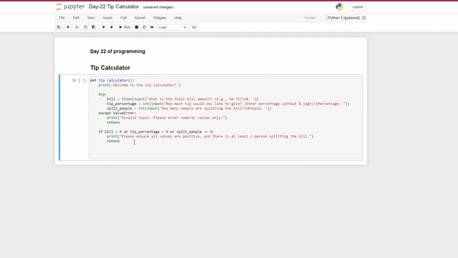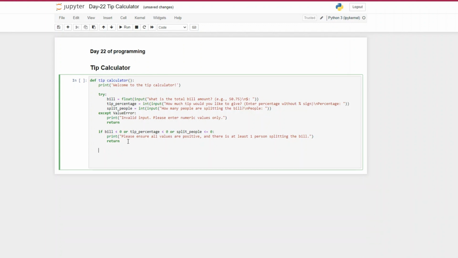So now we have to do our calculation. Since we've gotten the total bill amount, we know the tip percentage the user is willing to give, and we know how many people we're splitting the bill with. Now let's calculate. To calculate the total plus tip, because that is the amount they would pay, not just the bill, we have total tip equals the bill, which is what was entered, multiplied by tip percentage, divided by 100.